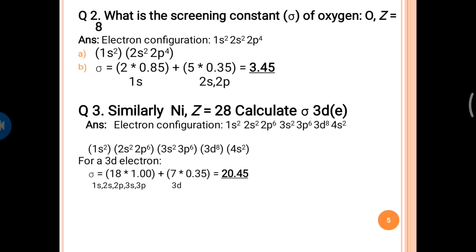So on the left side there are 18 electrons present. So 18 into 1 plus 7 electrons, since the 3d orbital consists of 8 electrons and 1 electron is the one considered. That's why we calculate 7 into 0.35. So the total screening constant is 20.45.